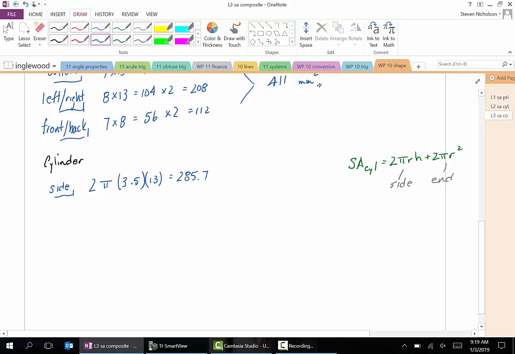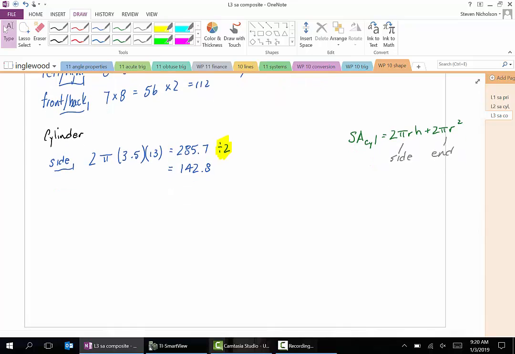And I'm going to round it to 1 decimal place, but remember, we only have half. So we're going to have to divide by 2. And that's important. And when we divide by 2, I'm going to round it. We're going to get 142.8. Okay. So there's the surface area of the side of our half cylinder.